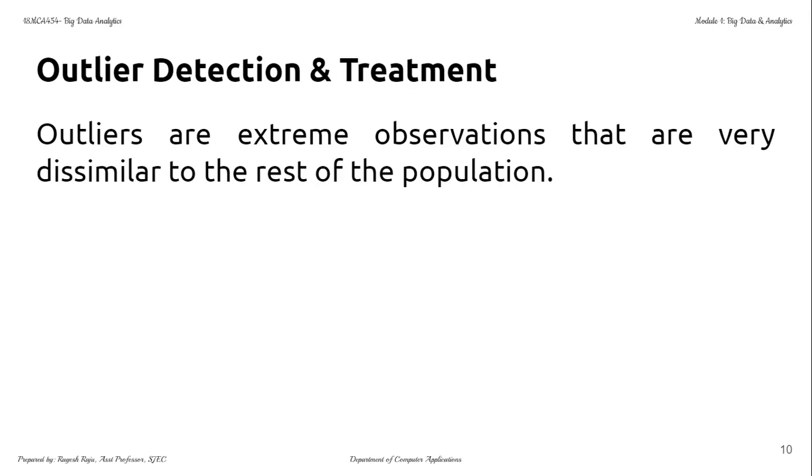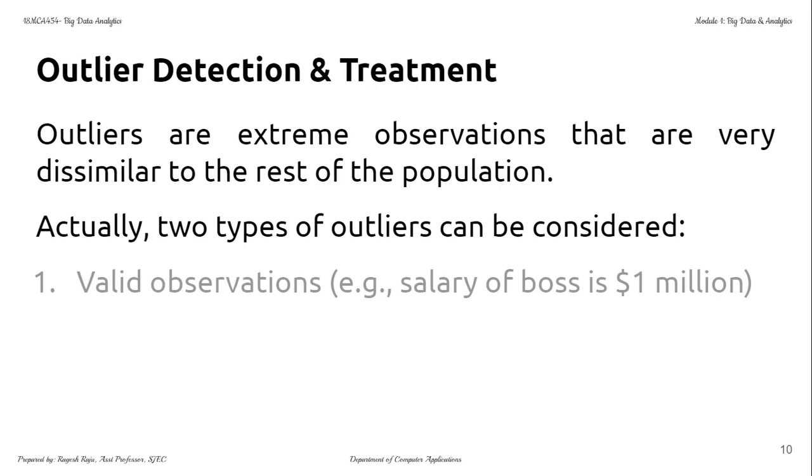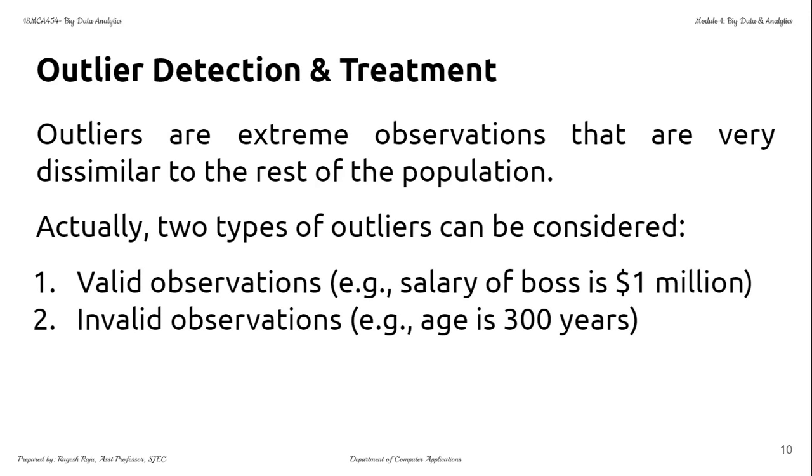That is, there may be some values which are located outside the particular range which doesn't fall under any of this. So there are different types of outliers. The two types are valid observation and invalid observation. Valid observation in the sense, we take an example of a salary of a particular boss or a senior employee is $1 million. So it means that the other employees are having their salary in a particular range, whereas the salary of the boss is somewhat beyond the range, or it is dissimilar to the rest of the population.